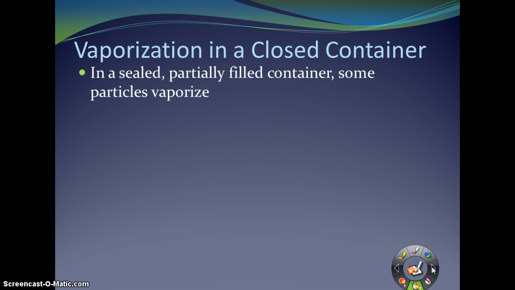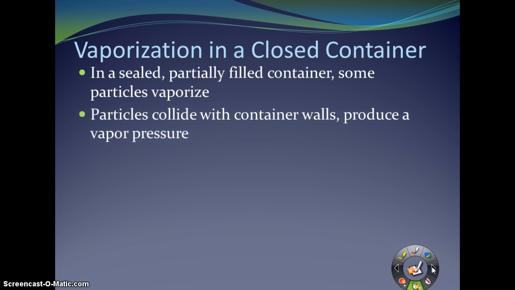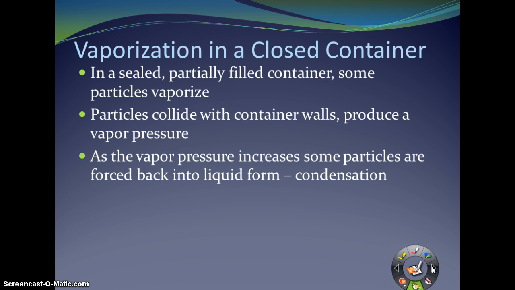When you have a closed container that is partially filled, some of those particles are going to vaporize. So I want you to imagine a partially filled water bottle that's been sitting in your car on a rather warm day. So as those particles vaporize, they start to collide with the container walls. And remember, collisions are what build up a pressure. So you're going to get a vapor pressure at the top of the bottle or above the liquid. And as that vapor pressure increases, those particles are going to be pushed back together into their liquid form, so you're going to get condensation occurring.